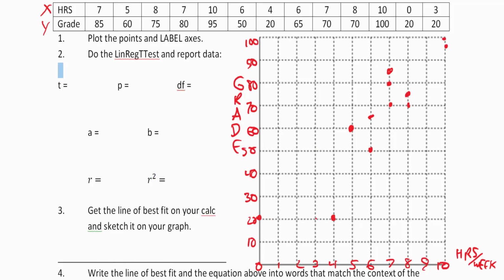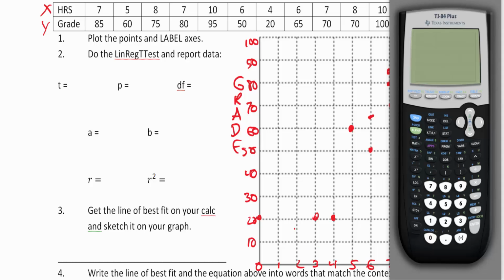And 3 and 20. So it looks like there is a positive trend here, but how strong is that positive trend? So now that we've plotted the points and labeled the axes, let's do the linear regression t-test and report the data out here. So I'm going to tell you that before I did this video, so you didn't have to watch me type in all my list 1 and list 2 data, I typed in all my data.